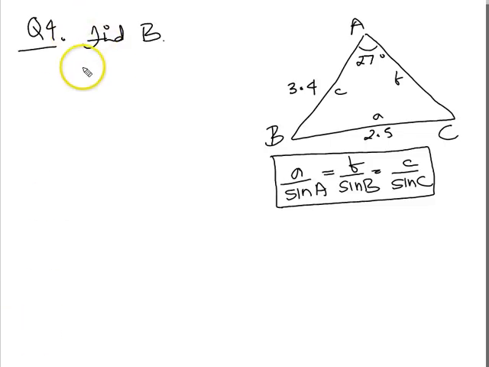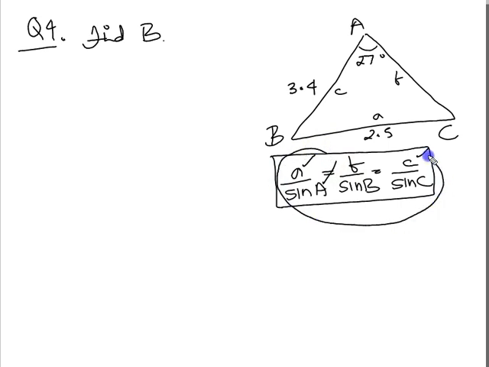Okay guys, let's have a look at question 4 then. Find B. We've got A is 2.5, so we know A. C is 3.4 and A is 27 degrees. There we are. So we have got 3 of any 4, haven't we, so to speak?